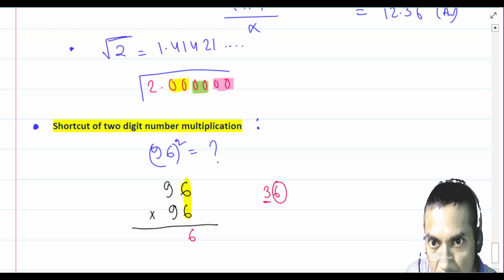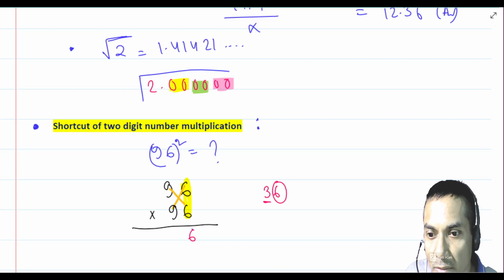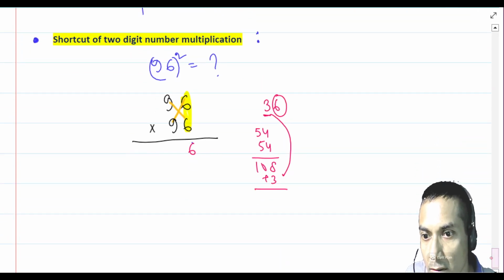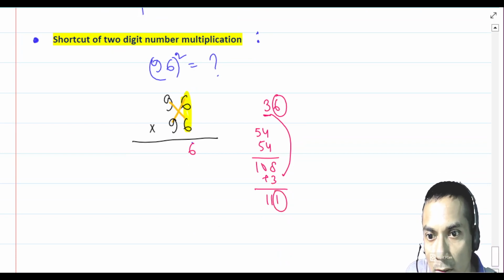Then you cross multiply it. Then what to do, you have to cross multiply it. 6 9 is 54. So what value you will get, 54, another 54, then you add it, 108, and you add this 3. So if you add it, you get 111. So take this 1 here. Clear? So first this is 6, then it is 1, so 11 remains.